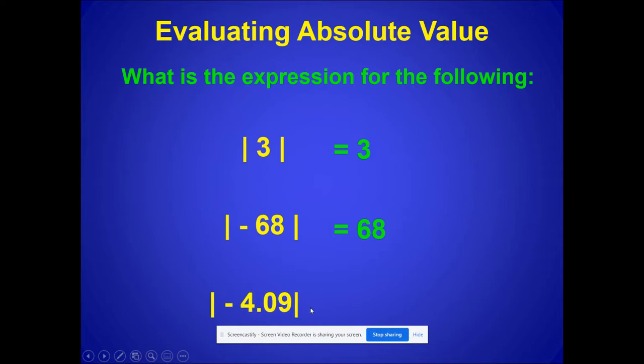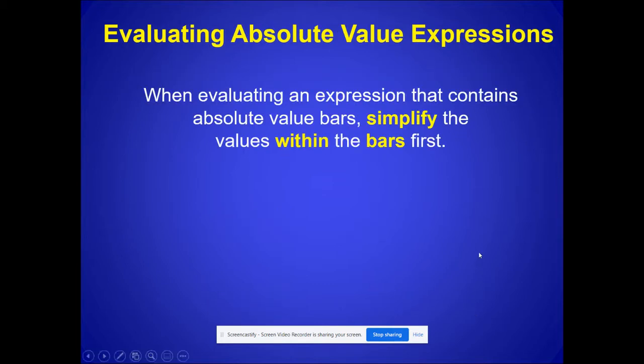The absolute value of -4.09 would be a positive 4.09 because it is 4.09 spaces from 0. When evaluating an expression that contains absolute value bars, you simplify the values within the bars first.